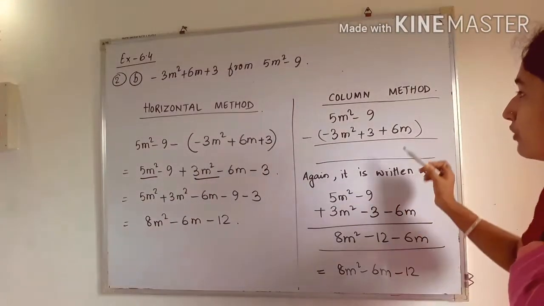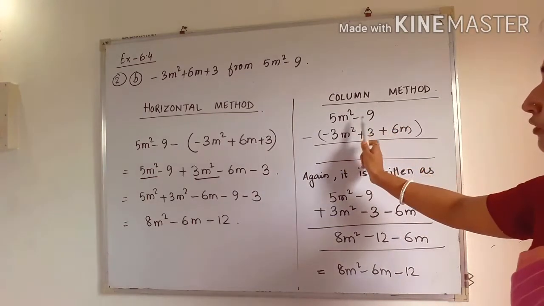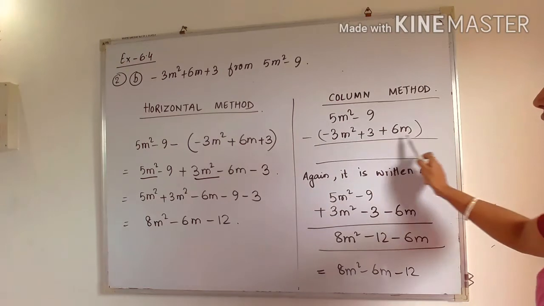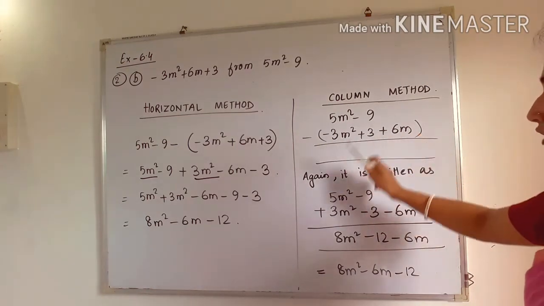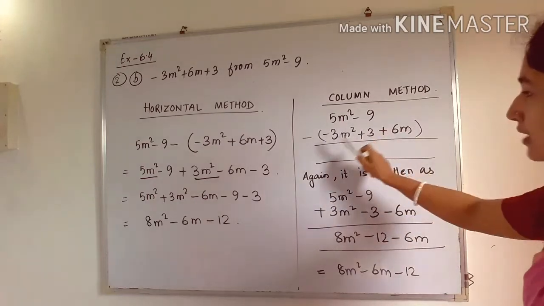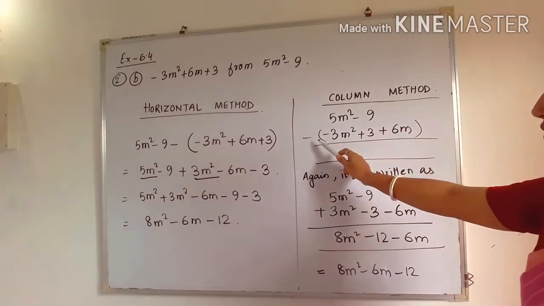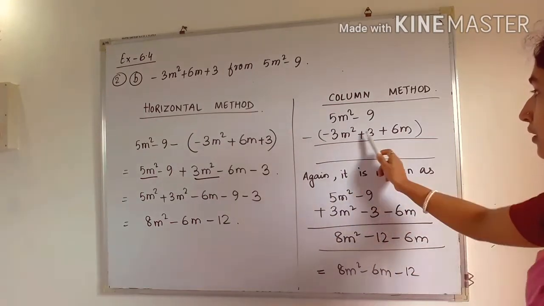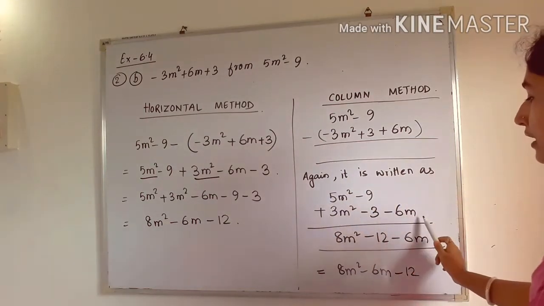Okay, so what we have to do, we will subtract from 5m square minus 9. So we have to write the minus symbol, okay, like this. Again this expression we will write again; this will remain the same but this will change because outside the bracket is minus. So plus 3m square, this will be minus 3, this will be minus 6m.